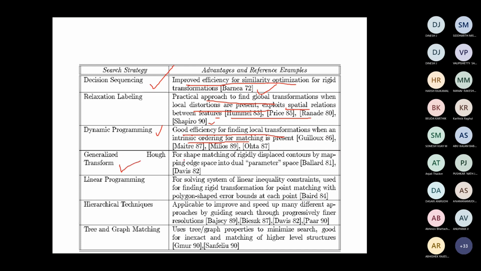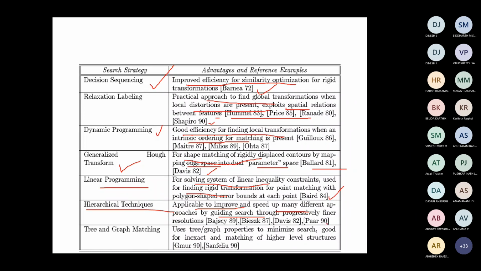And the generalized Hough transform is for shape matching of rigidly displaced contours by mapping edge space into dual parameter space. These are the references. For linear programming, we can also use it for solving a system of linear inequality constraints, and it is also used for finding rigid transformation for point matching. So the reference is WEG 84. And hierarchical techniques are also used. They are applicable for improving and speeding up by many different approaches, by guiding search through progressively finer resolution. So it will be in a progressive manner. That is the advantage.